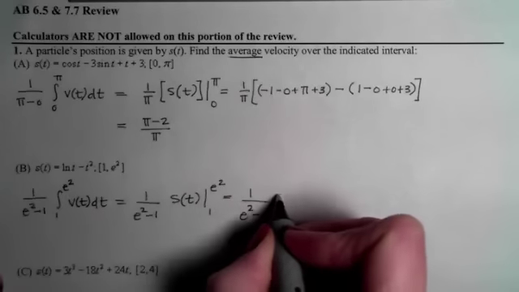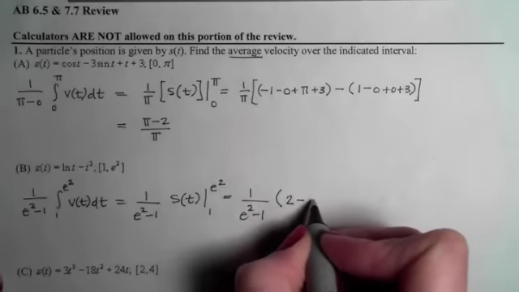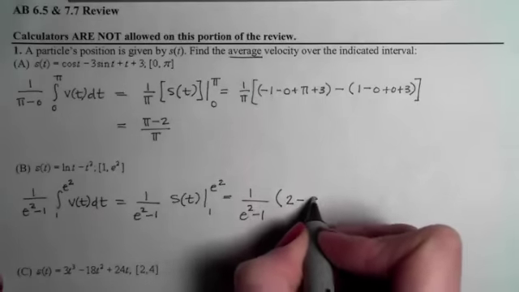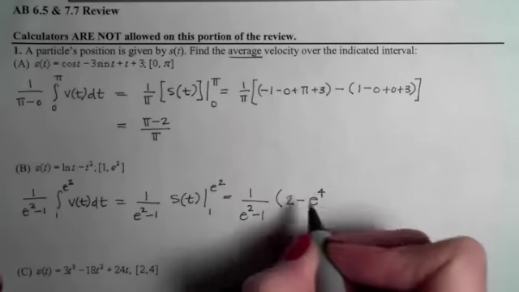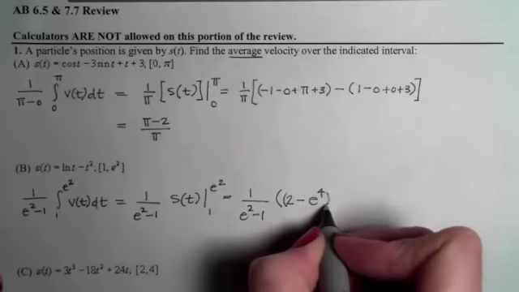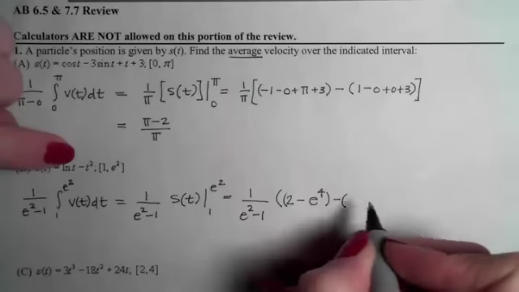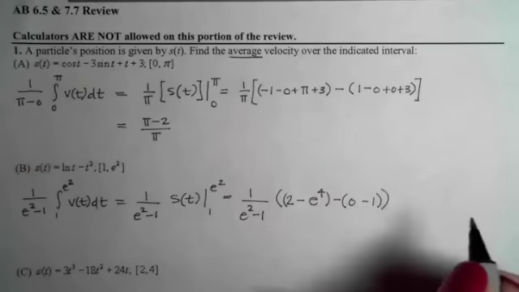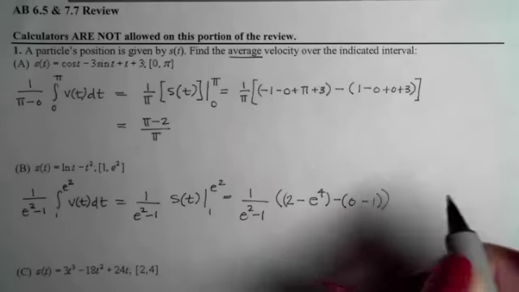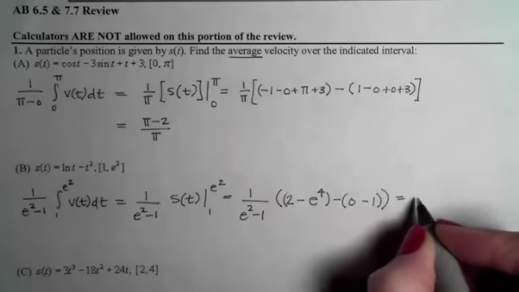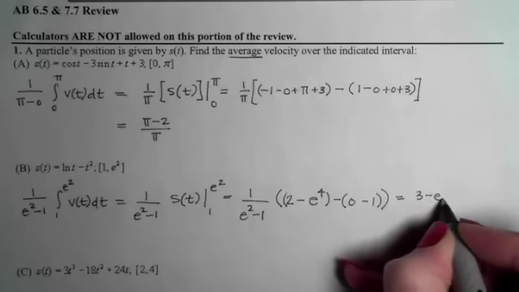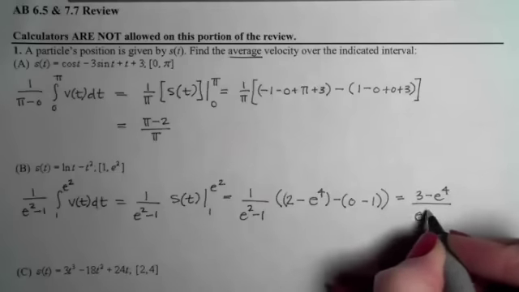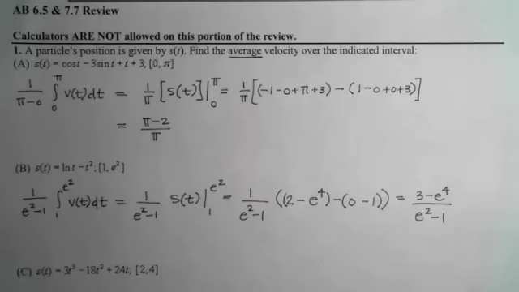Now log natural of e squared is a 2 minus e squared to the squared, which will be e to the 4th. Then I subtract what comes out when I plug in 1. If I plug in 1, I will get a 0 minus a 1. So put that together, I have a 2 minus a -1 gives me a 3 minus e to the 4th, over e squared minus 1.